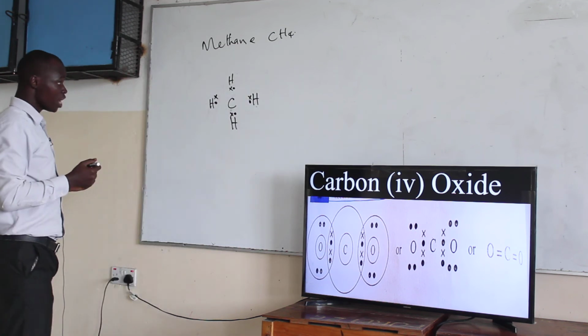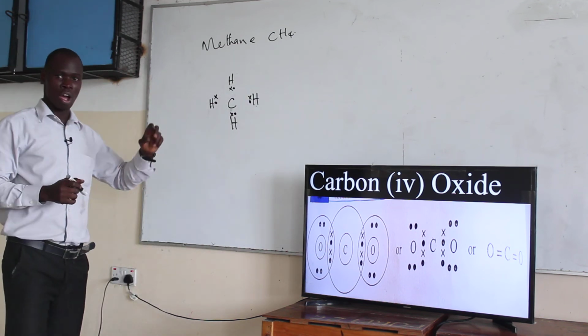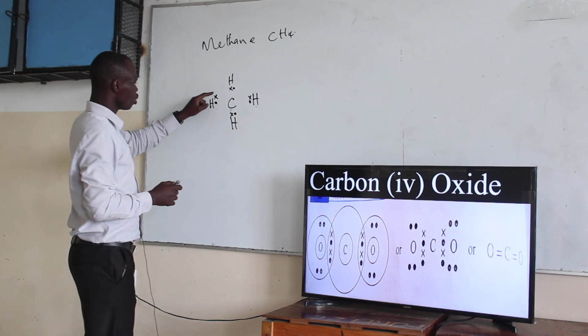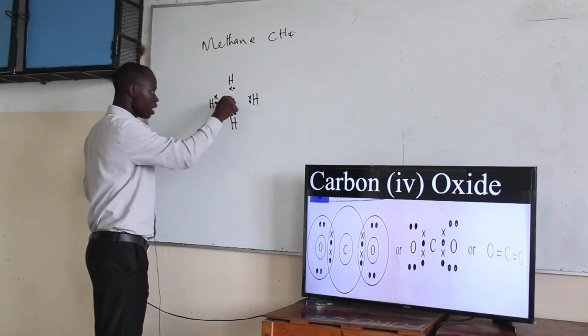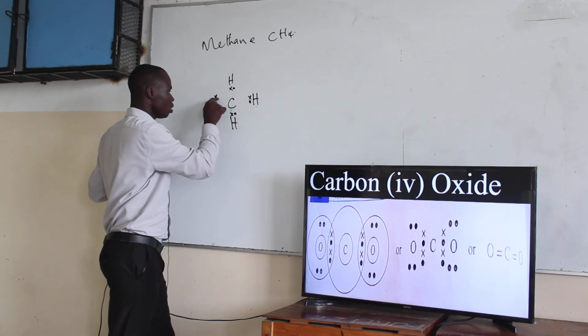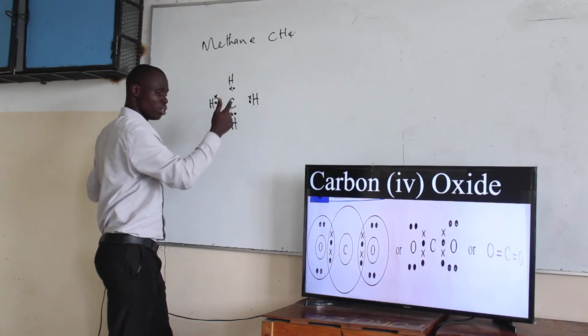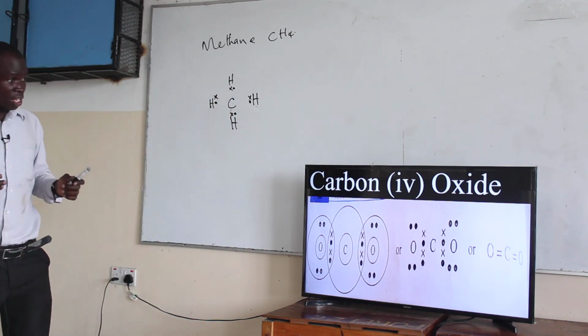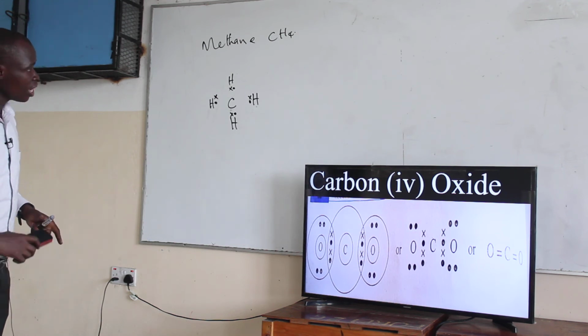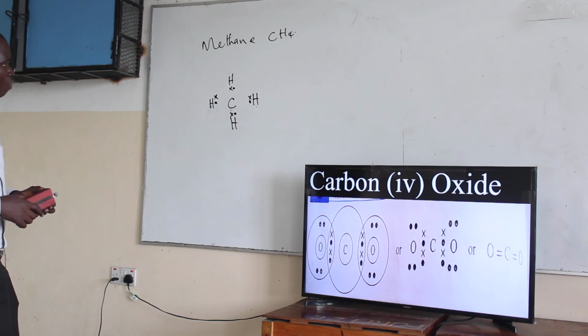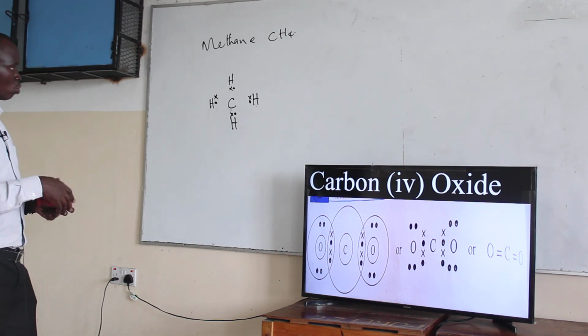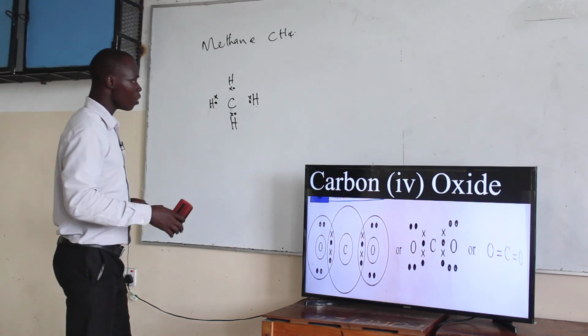Now let's see. Hydrogen has to go up to 2 in order to complete. Hydrogen has 2, hydrogen has 2, hydrogen has 2. Now let's see around carbon. 1, 2, 3, 4, 5, 6, 7, 8. So this thing that is covalent bond, you have to do more and more practice for you to know how to come out with this bonding.